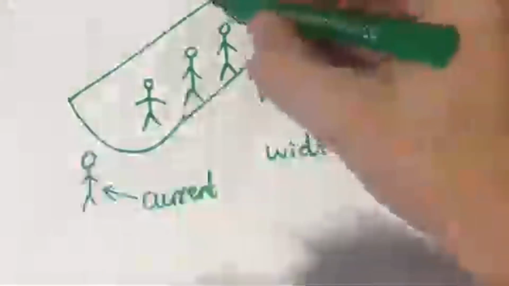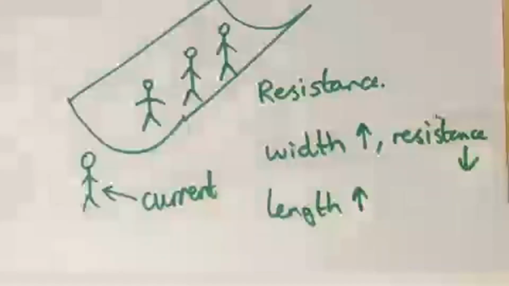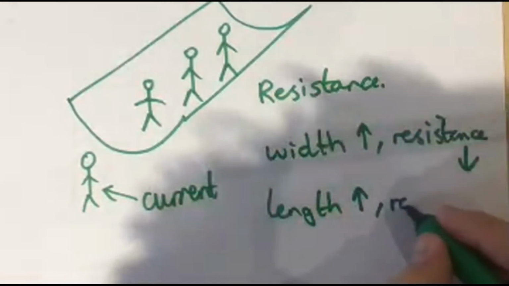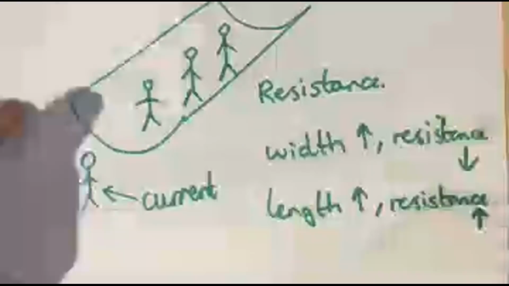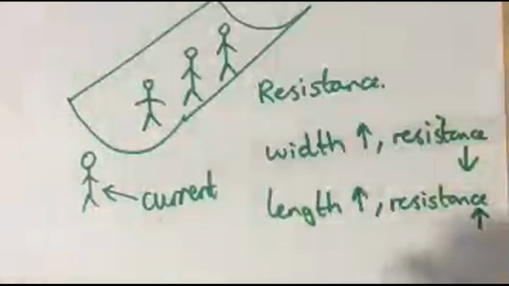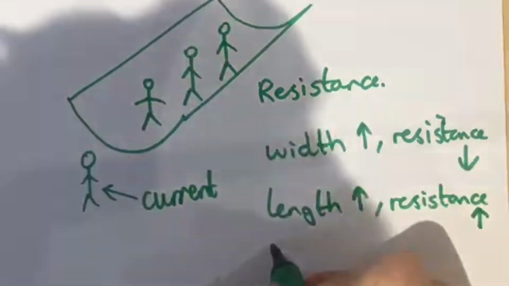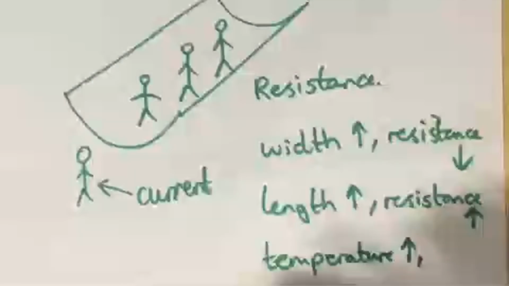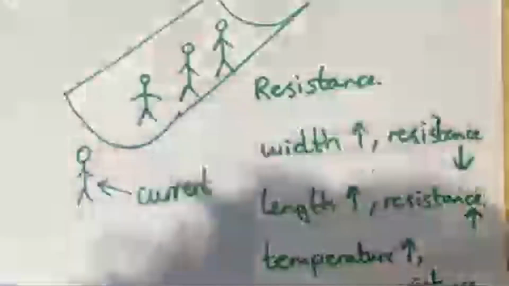If I made this longer, so I made it twice as long, so I made the length of the wire bigger, that means I've got more people to run through, and that's going to be more difficult, so the resistance goes up. If I went round and told all of the gladiators that they are really ugly, they're going to be really seething and angry, so that's going to be hot. The temperature is increased, and if they're really angry, that means that the resistance will increase.